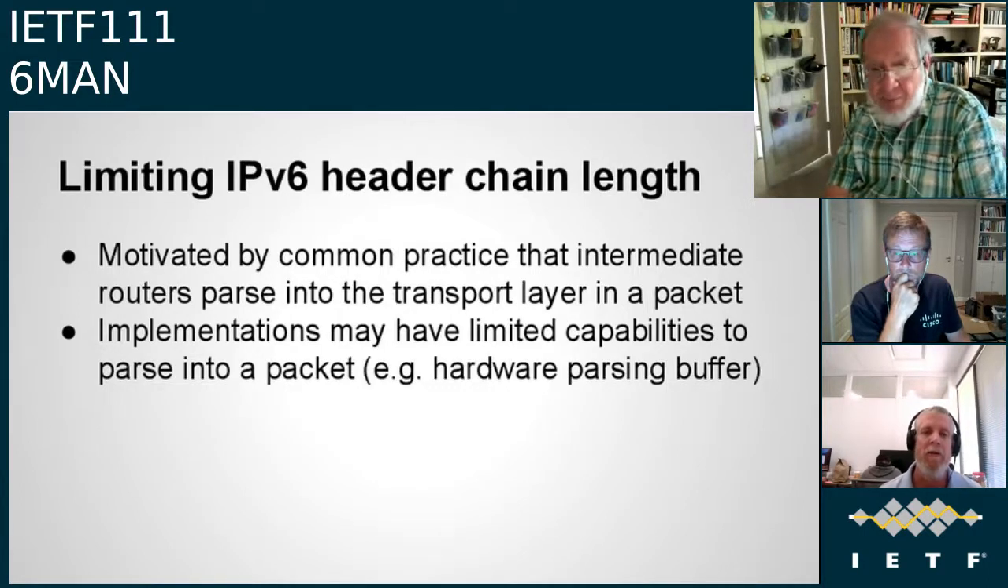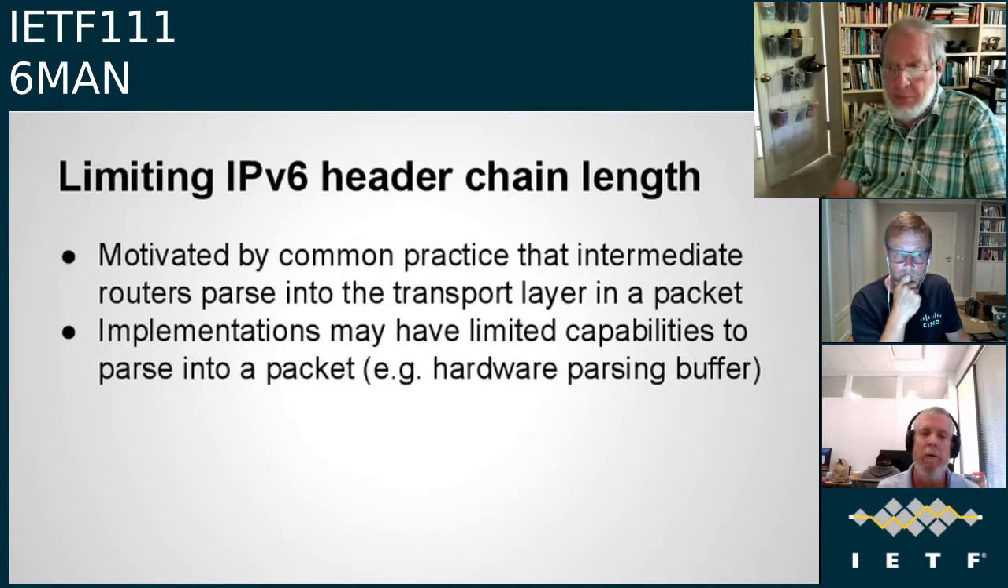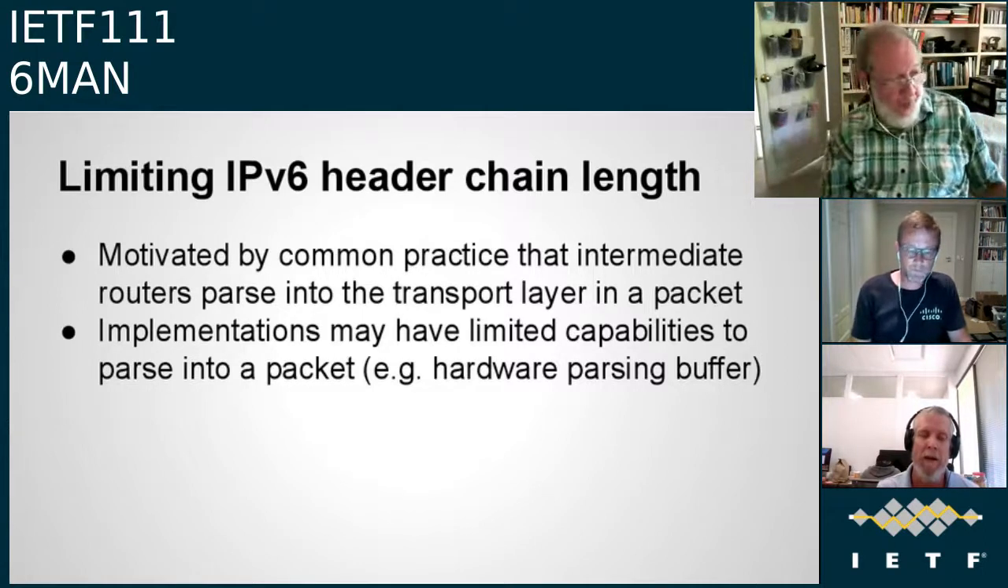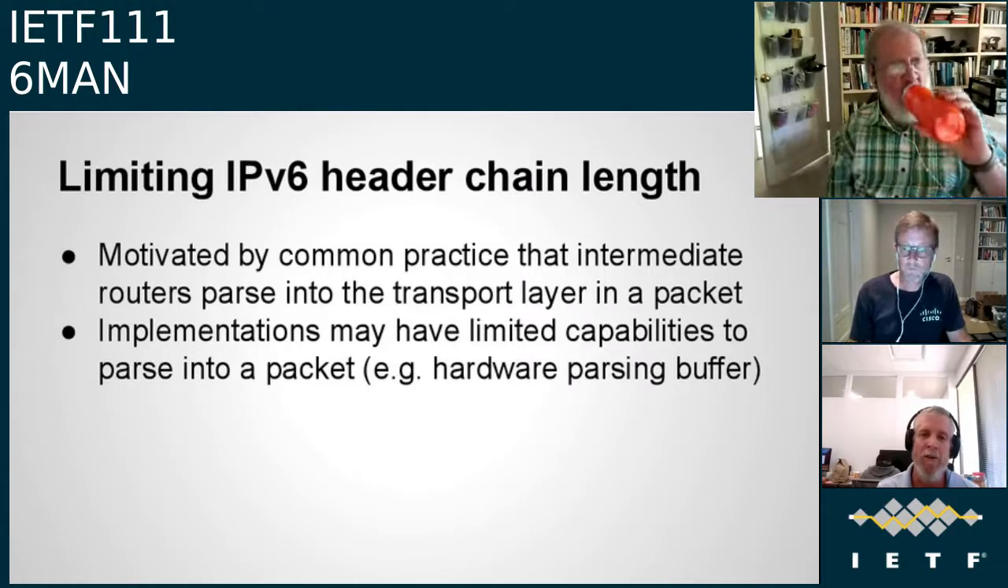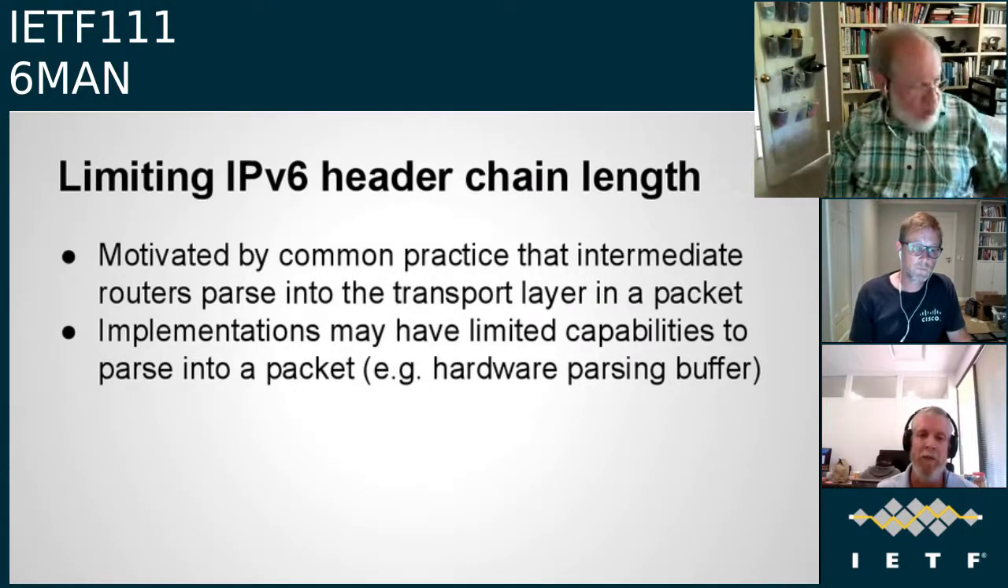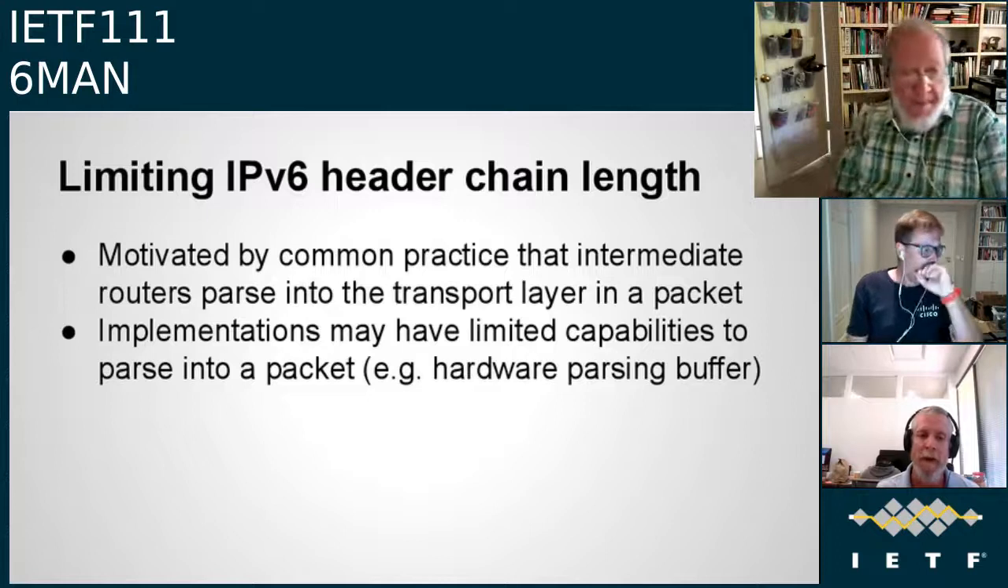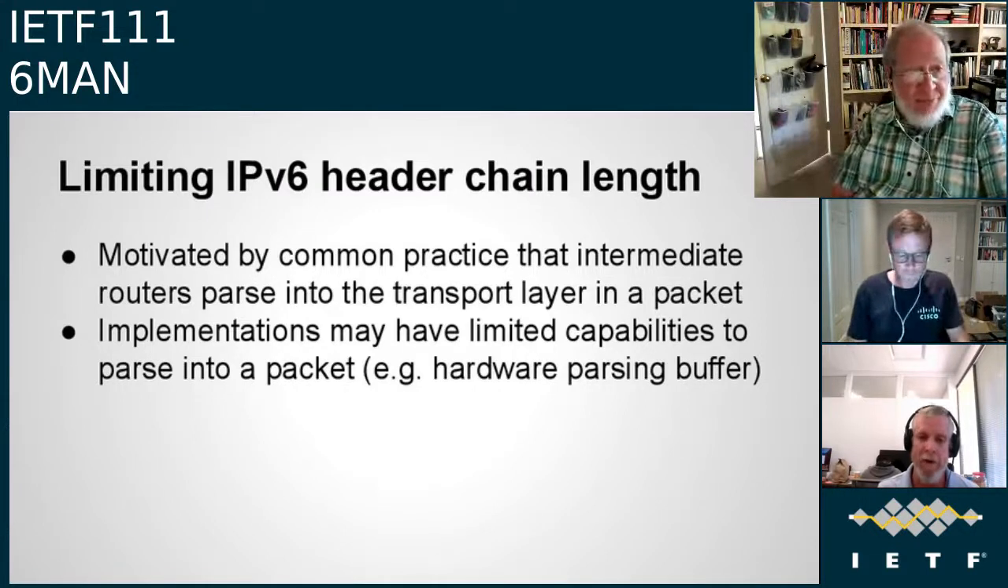The IPv6 header chain length limit is really motivated by a common practice in routers that we did talk about extensively in v6ops. This is the fact that a lot of routers parse into the transport layer of a packet to do their work. And in some cases, if they're unable to parse into the transport layer, they may in fact drop the packet.